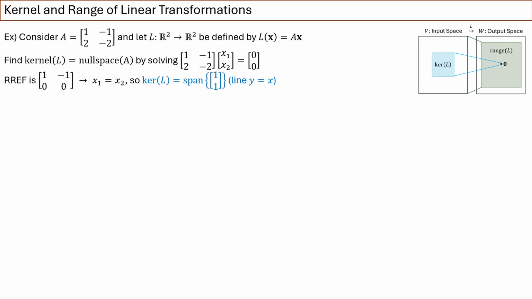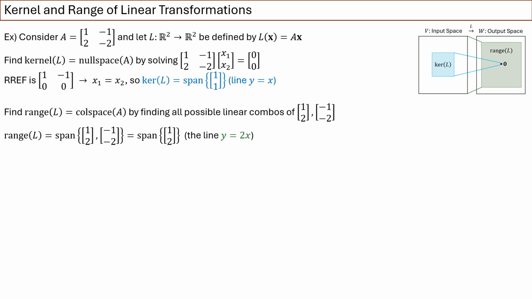This tells us that our kernel is the span of the vector 1, 1. Geometrically, this is the line y equals x. Any vector on this line will be crushed to 0 by our transformation. And you could check. If you take the vector 1, 1 and left multiply the matrix A, you do indeed get 0, 0.